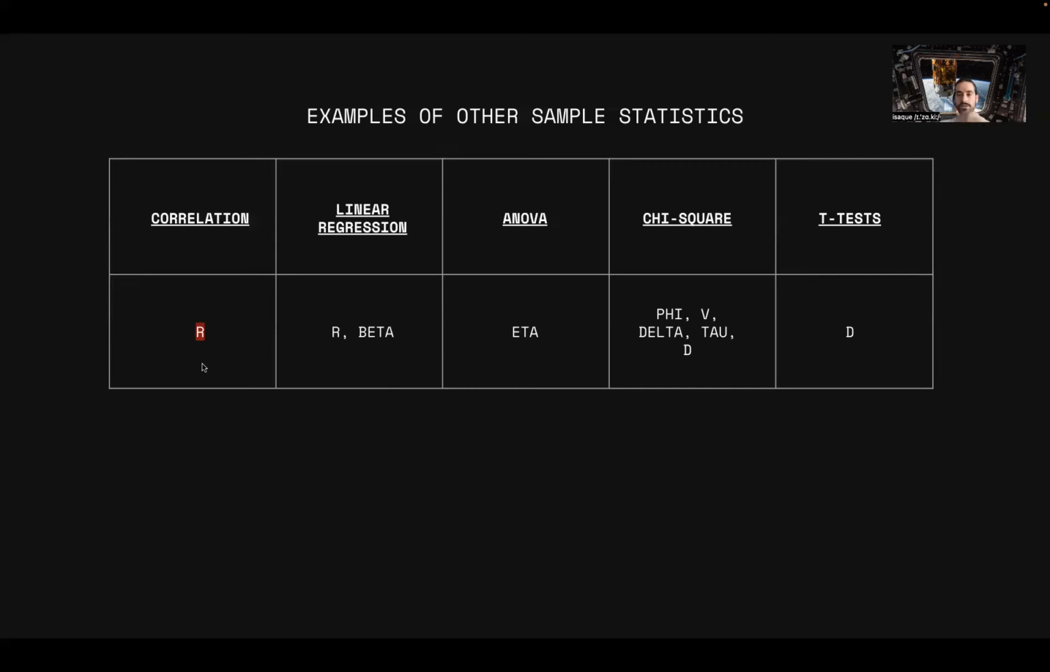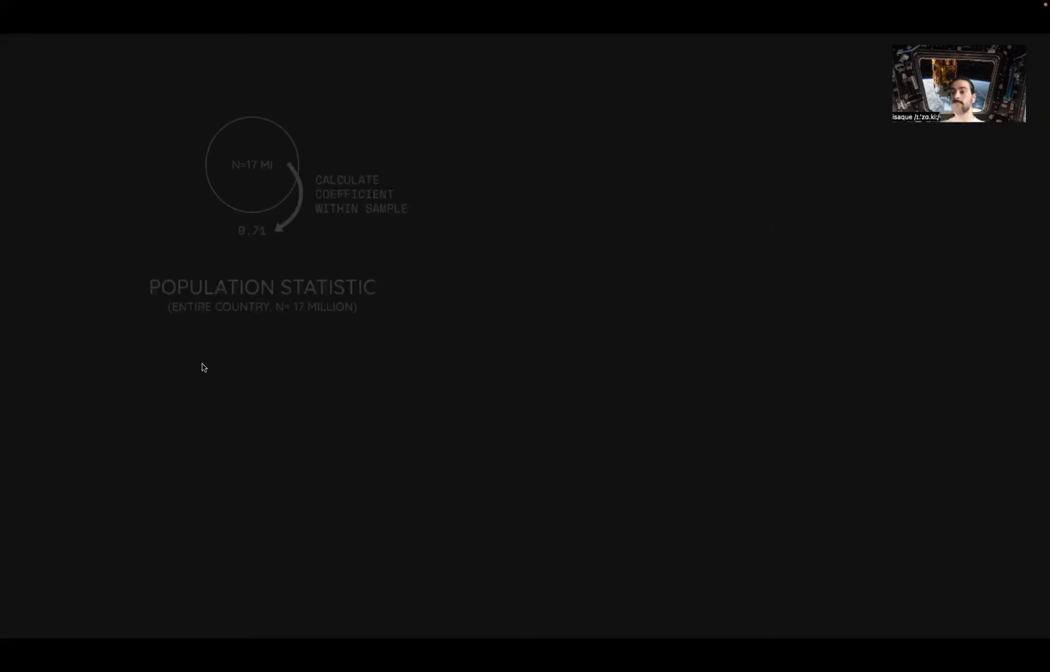So we have R, which is a correlation coefficient. It goes from 0 to 1 to tell us how strong of a correlation there is between two variables. Again, the population statistic here is grayed out. Why? Because we never know what the population statistic really is. And what is the population statistic? Let's say we have 17 million people, and out of those 17 million people, we can use this calculation that we use for our coefficient to find a number. The number there would be 0.71. So we know that that's the real correlation coefficient in the population, okay?